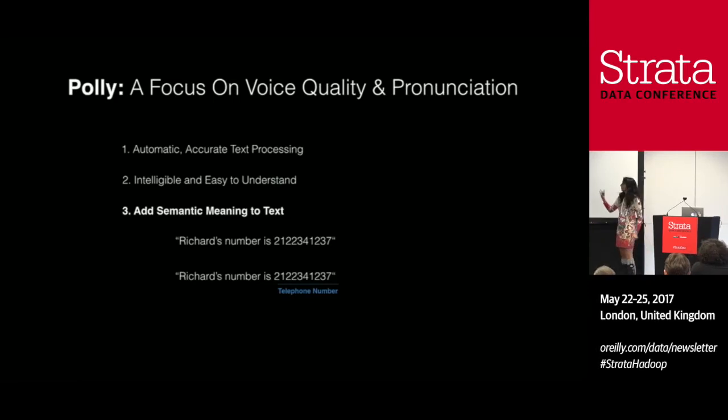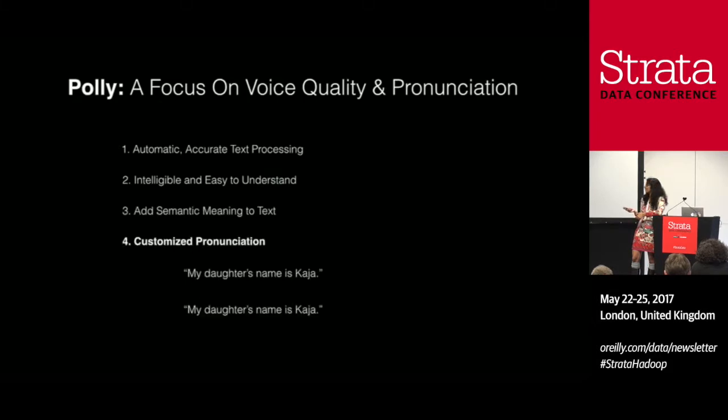But if you specify that this is a phone number, then Polly can say this in a semantically meaningful manner. Richard's number is 212-234-1237. Right, so it adjusts to that.